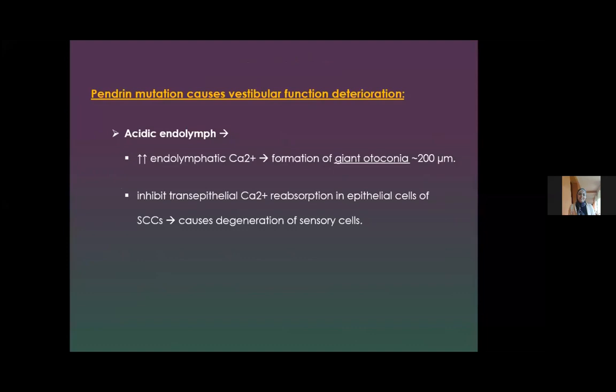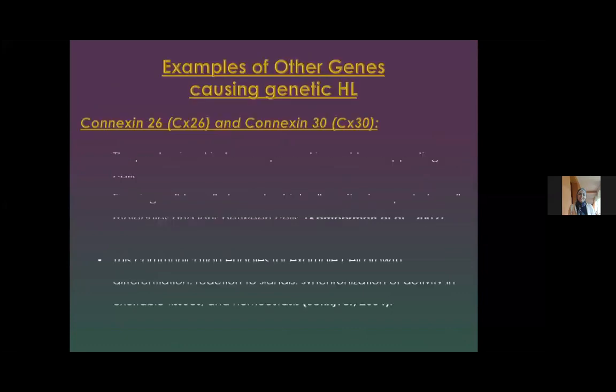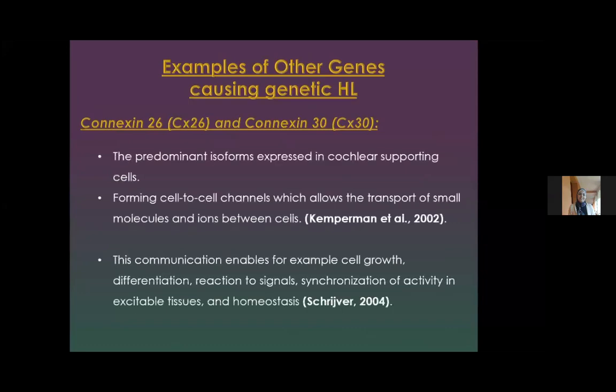Pendrin mutation in vestibular parts also leads to acidic endolymph. Increased acidity in the endolymph of the vestibular otolith organ leads to formation of more otoconia in giant size, reaching 200 micrometers, while normal otoconia are 20 to 30 micrometers. Also, the increased deposition of calcium in endolymph more than intracellularly leads to degeneration of sensory cells in the vestibular organ. These are other examples of genes included in non-syndromic sensorineural hearing loss.